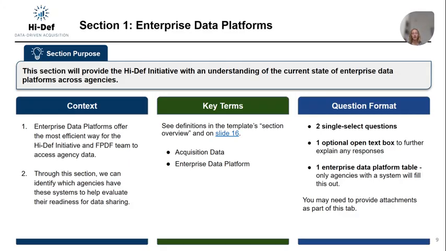We are interested in learning about enterprise data platforms because they offer the most efficient way for the FPDF team to access your data, which helps us evaluate your readiness for data sharing. We do, of course, recognize that not all agencies have these systems, but we want to know additional details from the ones who do. So this tab includes 2 single select questions, 1 optional open text box for explanation, and 1 enterprise data platform table that only agencies with a relevant enterprise data platform will complete. You may also need to submit attachments as part of this section. That will be via the OMB Max Collect.